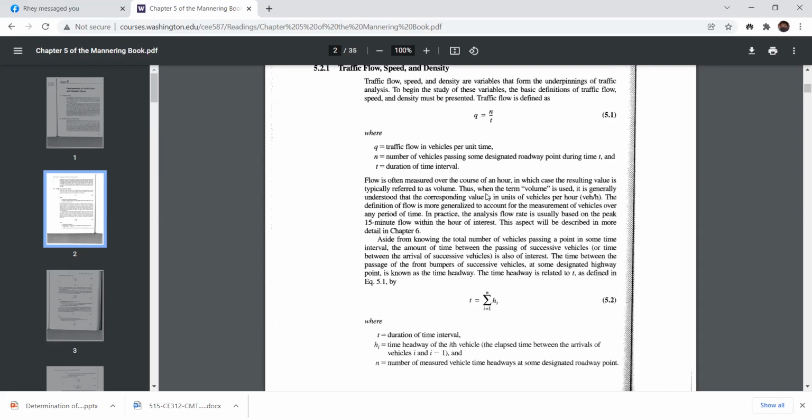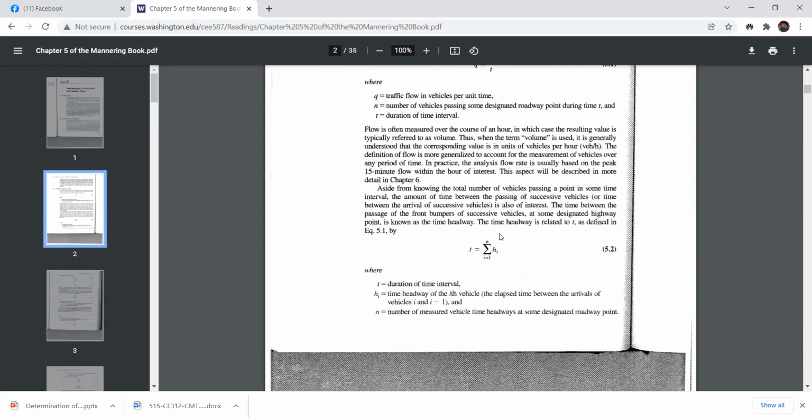Thus, when the term volume is used, it is generally understood that the corresponding value is in units of vehicles per hour. The definition of flow is more generalized to account for measuring vehicles over any period of time. In practice, the analysis flow rate is usually based on the peak 15-minute flow within the hour of interest. This aspect will be described in more detail in Chapter 6.